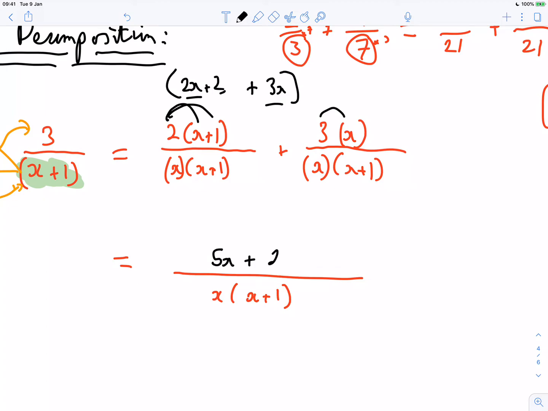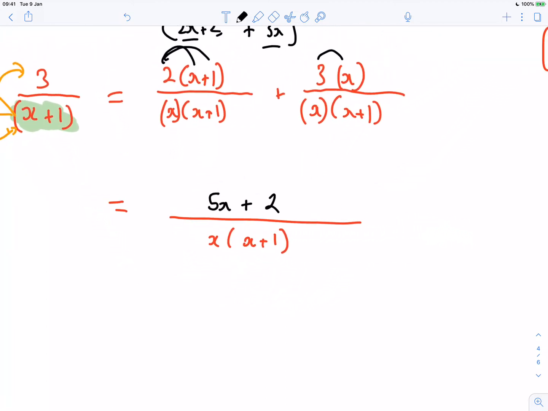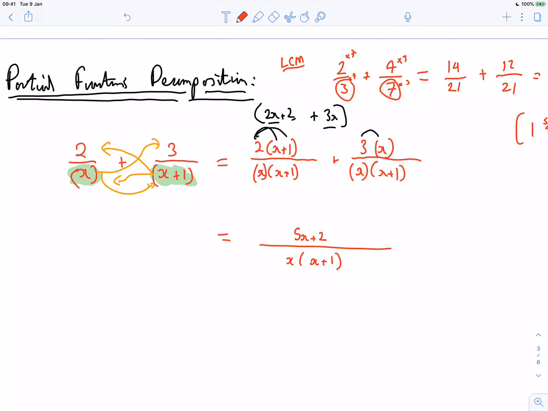That's a better 2. Okay, so my final answer for this would be 5x plus 2 over x times x plus 1. And you can't simplify that anymore, I'm afraid. That's as simplified as it gets. The top doesn't factorize, and even if it did, it doesn't have any common factors with the bottom, so you just have to leave it like that.